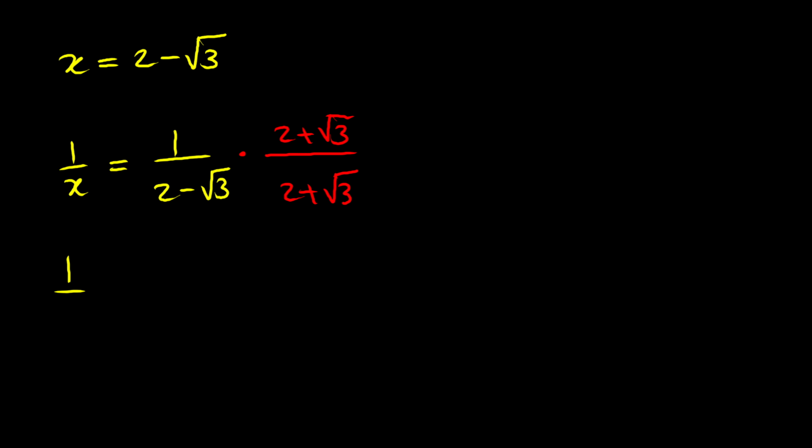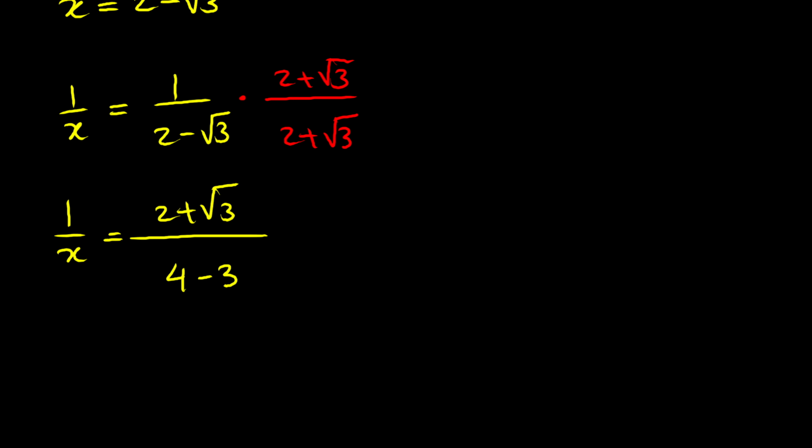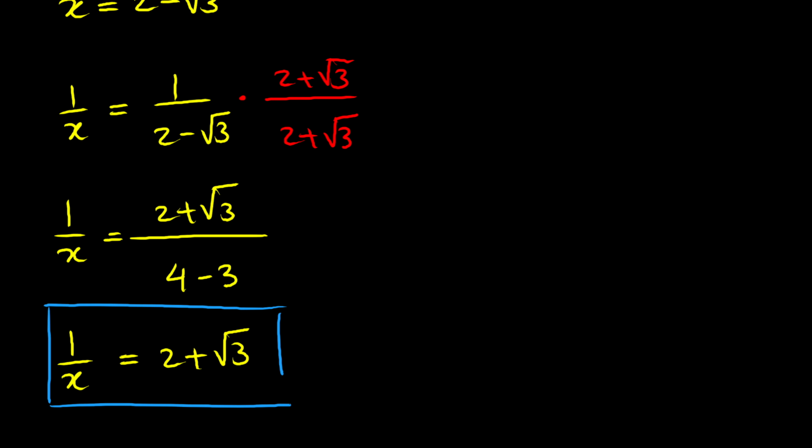which means that I'm going to have 1 over x equals 2 plus root 3 divided by 2 plus root 3 times 2 minus root 3, which is a product of two conjugates, which means that based on the difference of two squares, it is equal to 4 minus 3. So I can say that 1 over x equals 2 plus root 3. So let's keep this in our mind.